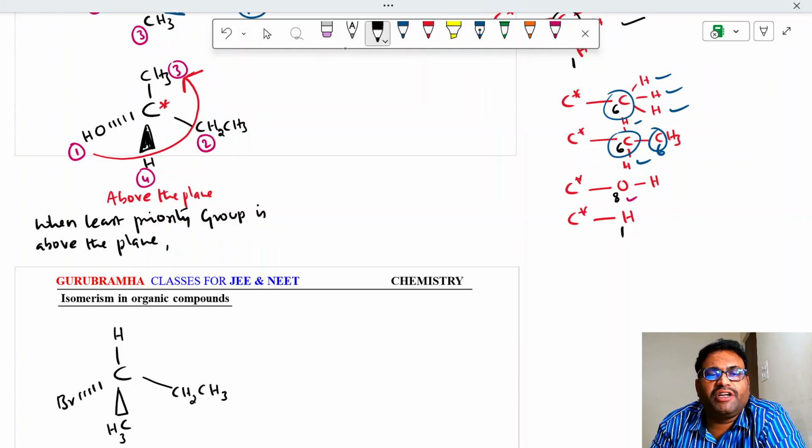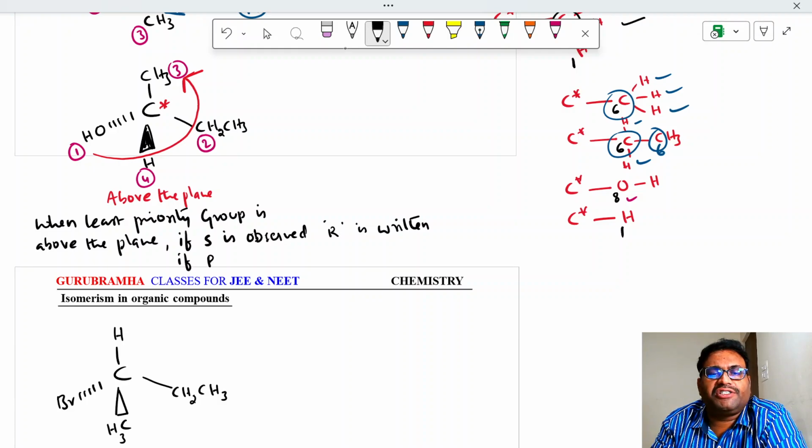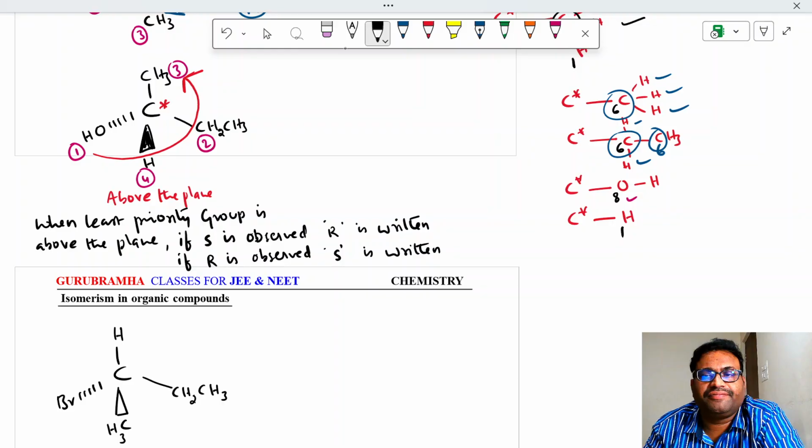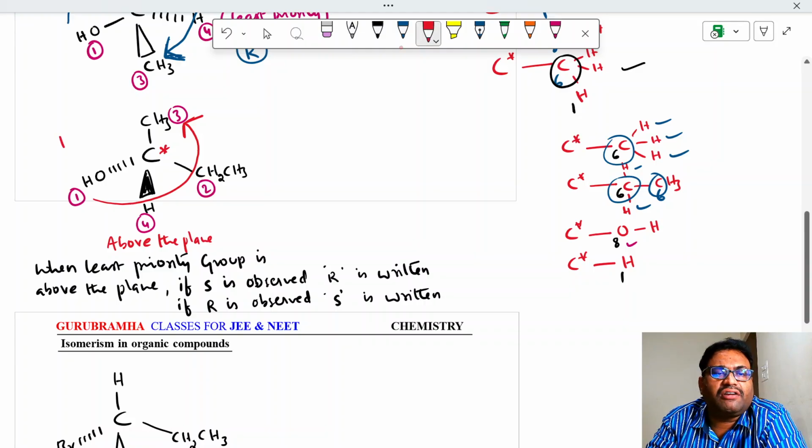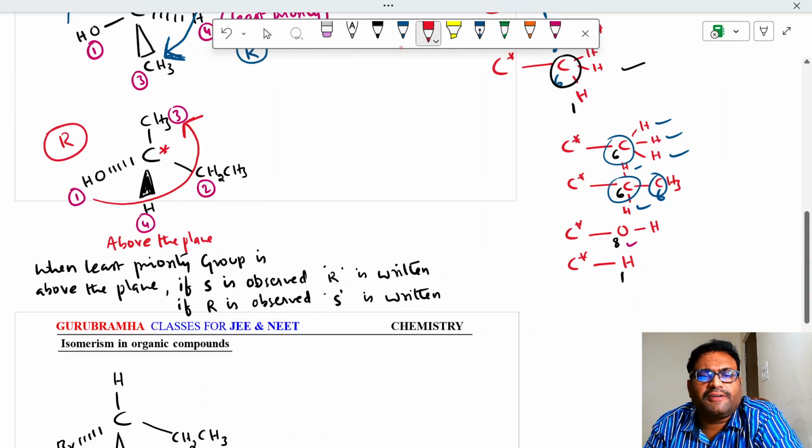the molecule is named opposite to the observed. If S is observed, R is written. If R is observed, S is written. This is one way. Now what you are observing? Yes, you are observing anti-clockwise. So this molecule will be R. This molecule is R.